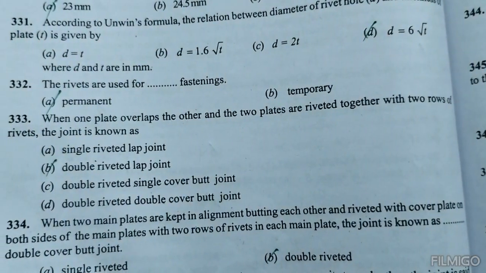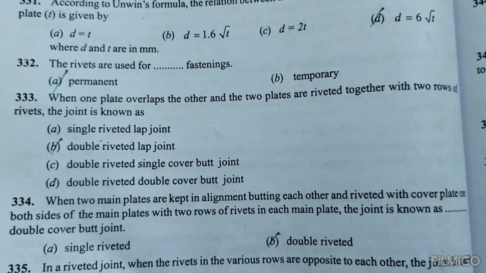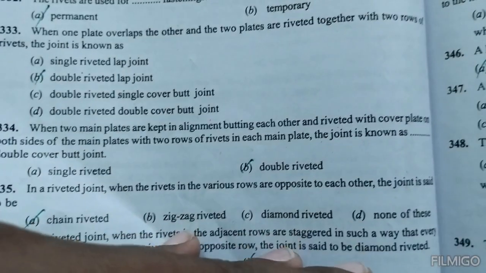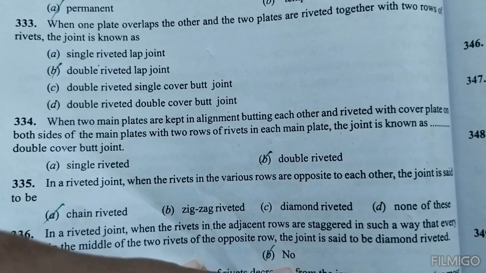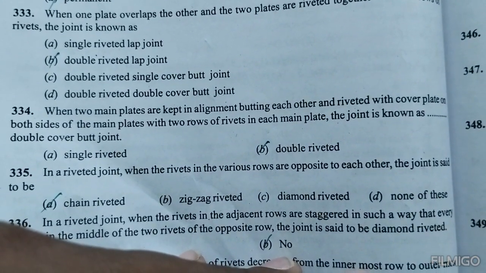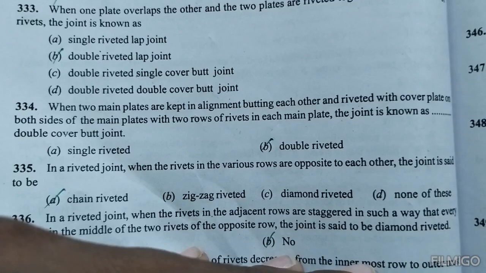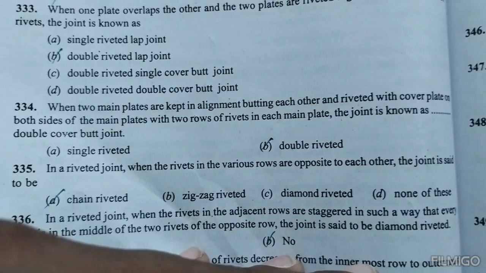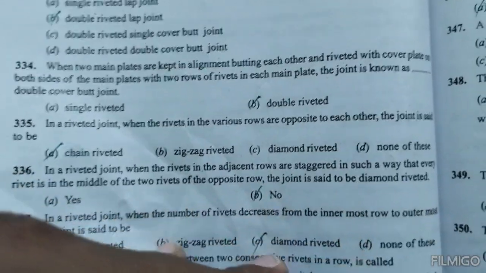When one plate overlaps the other and the two plates are riveted together with two rows of rivets, the joint is known as a double riveted lap joint. When two main plates are kept in alignment, butting each other, and riveted with cover plates on both sides of the main plates with two rows of rivets in each main plate, the joint is known as a double cover butt joint. This is double riveted.